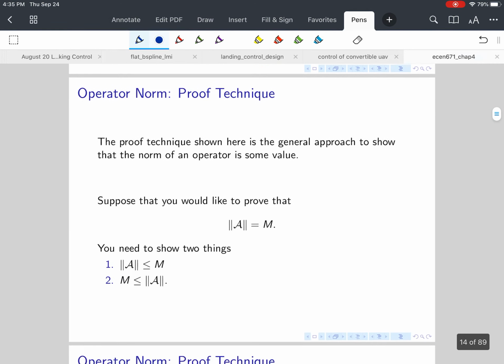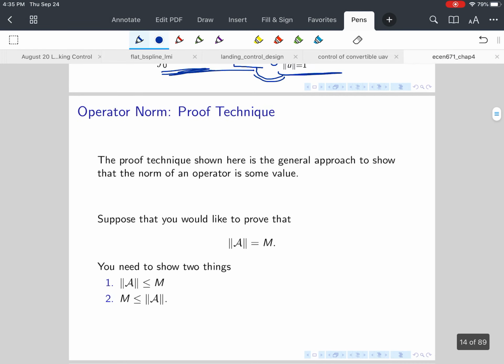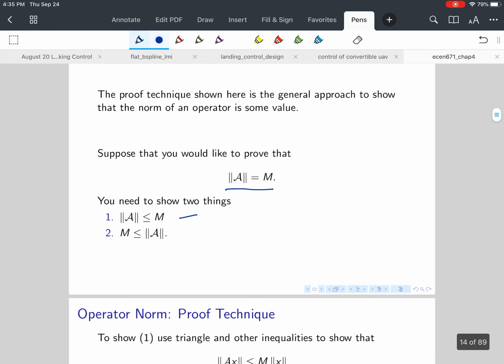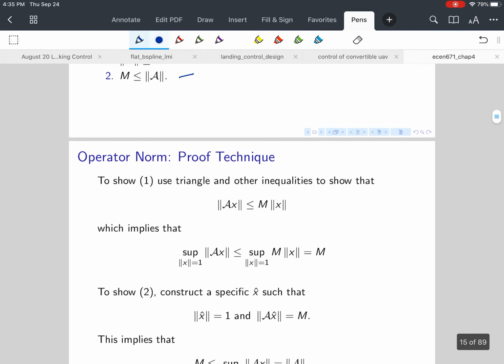All right, so what did we do? We've shown that particular theorem, and our proof technique can hold for other operators. So essentially what we want to do is show that the norm of an operator is equal to some number m. We need to show that the norm is less than or equal to m, and m is less than or equal to the norm.